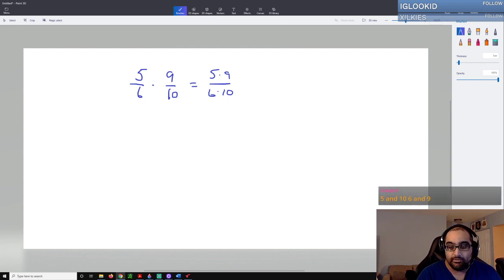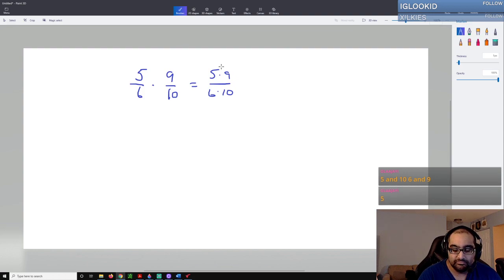All right, very good. 5 and 10, and 6 and 9. Let's look at 5 and 10. What can we divide by? What's in common between 5 and 10? All right, 5. That's correct. So we're going to divide by 5 here, and we'll divide this 10 by 5 as well. 5 divided by 5 becomes 1, and 10 divided by 5 becomes 2. All right, fair enough.